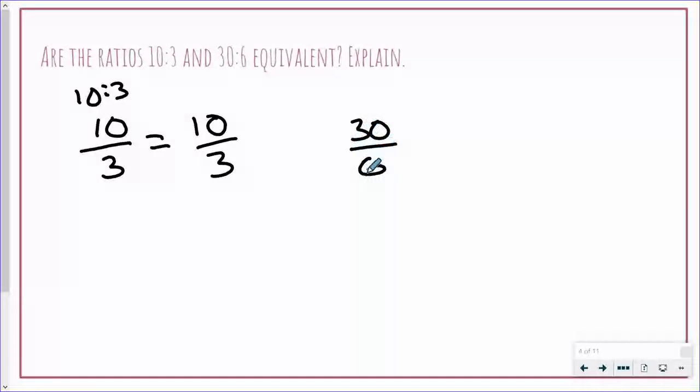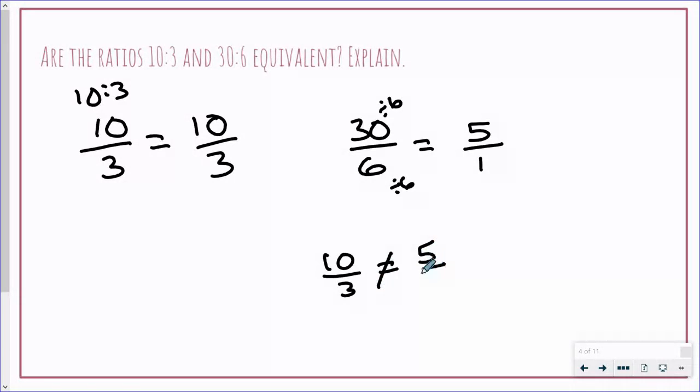Let's look at 30 to 6. These are both divisible by 6. You could also use 2 or 3, but then you'd keep having to keep going. The biggest number they're both divisible by is 6. 30 divided by 6 is 5. 6 divided by 6 is 1. So 10 to 3 does not equal 5 to 1, so they are not equivalent.